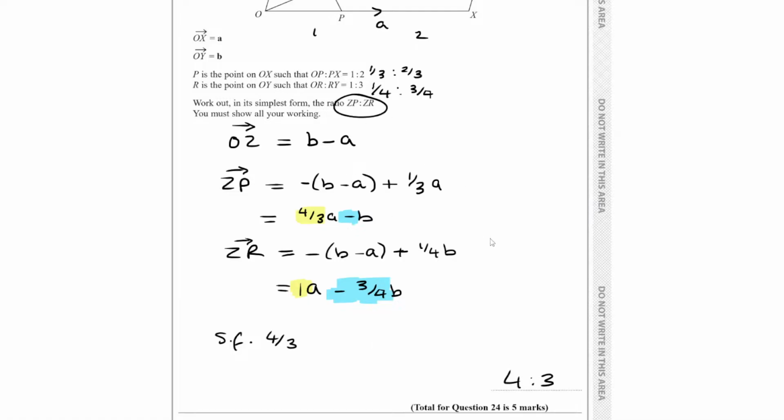Because the ratio is the whole line on one side, and on the other side is the smaller part of the line. So it's just the 4 and the 3 like that, isn't it? That's how I did it. Again, there's probably loads of different ways to do it, but that's effectively how I did it.